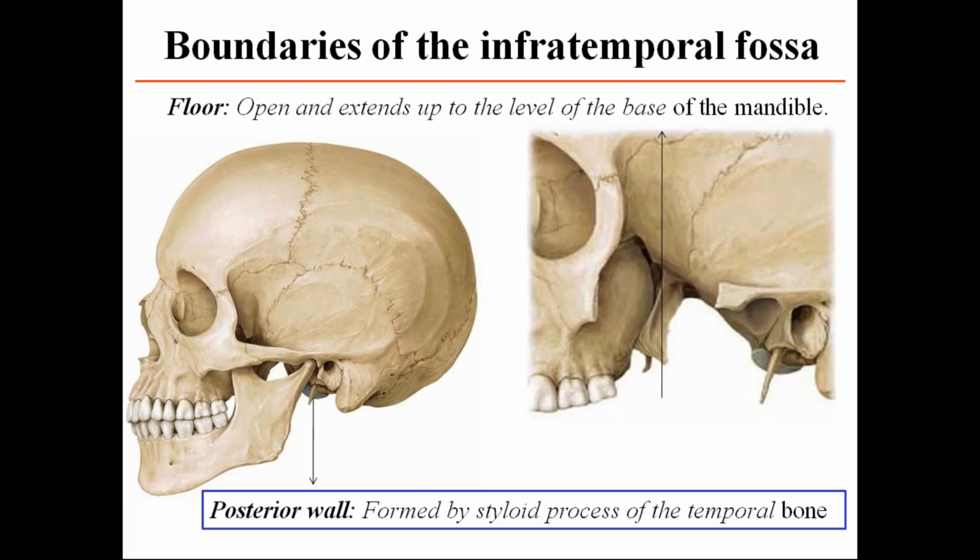So I think now you are clear about the boundaries. Once again, I'm repeating: anteriorly, it is formed by the posterior surface of the body of the maxilla. Posteriorly, it is formed by the styloid process and carotid sheath. The roof is formed by the infratemporal surface of the greater wing of sphenoid. The floor is open. The lateral wall is formed by the ramus of the mandible, and the medial wall is formed by the lateral pterygoid plate. Okay.